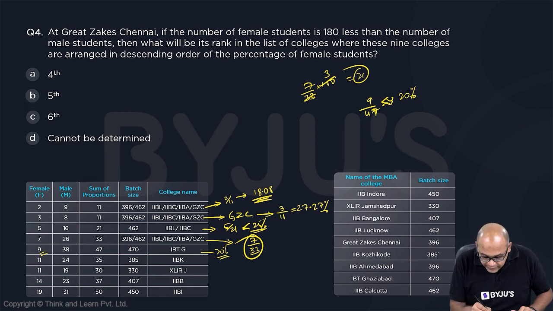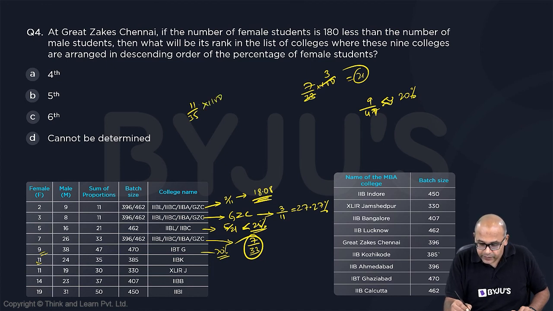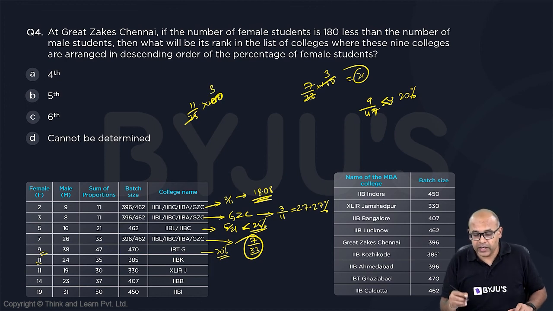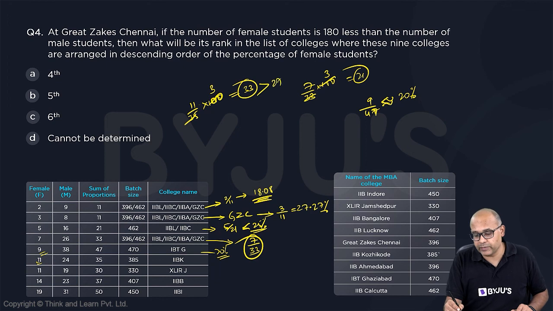Then we have, next one is 11 out of 35. 11 out of 35 will be what percentage? Into 100. So if I do this into 100, almost 3 times. So this will be 33. So this is greater than 27%. So one college is greater than me already. Then this is 11 out of 30. 11 out of 30 clearly is greater than 27%. So this is also to be counted.